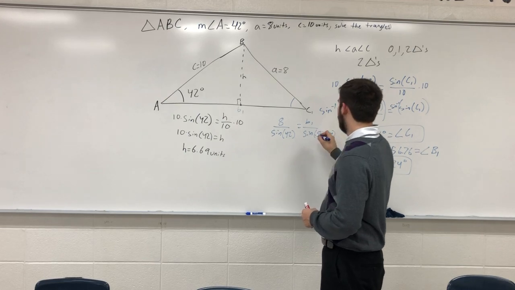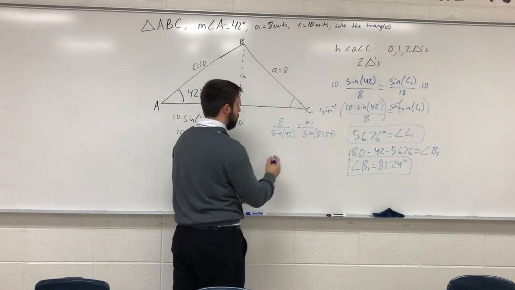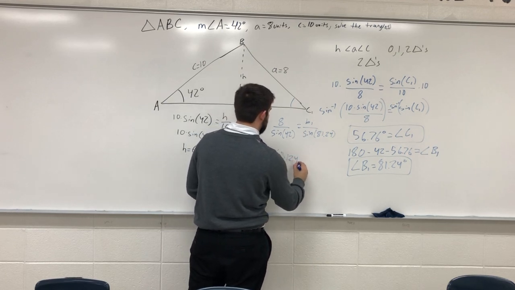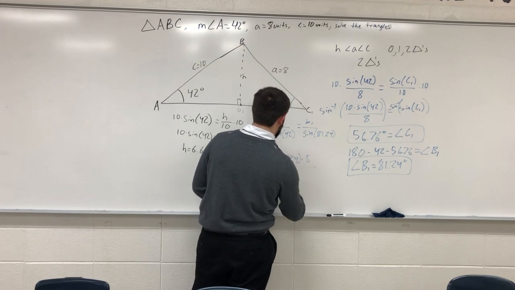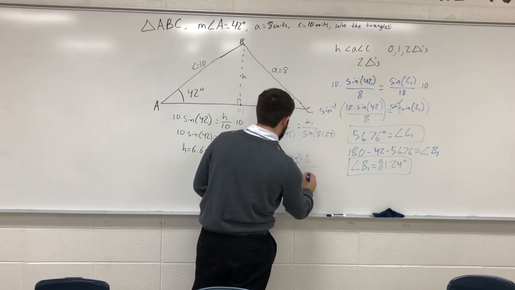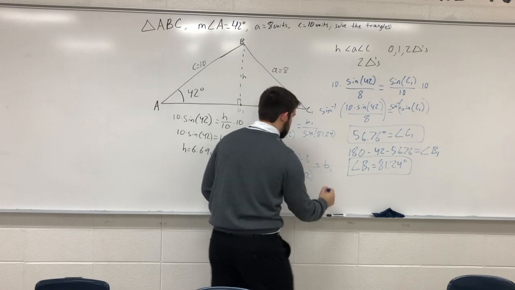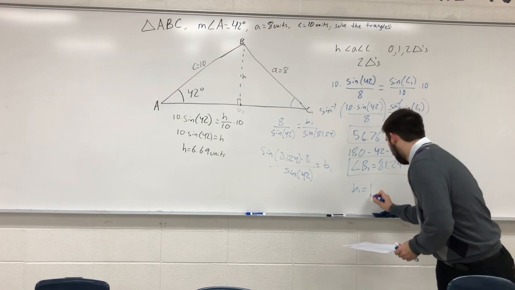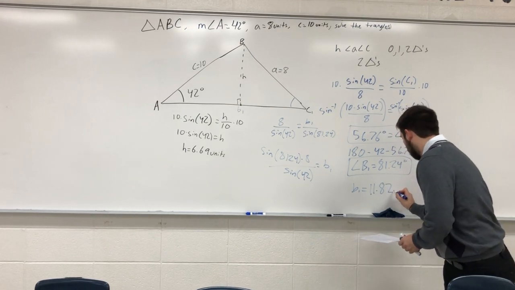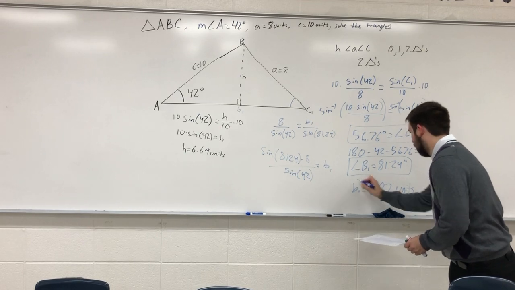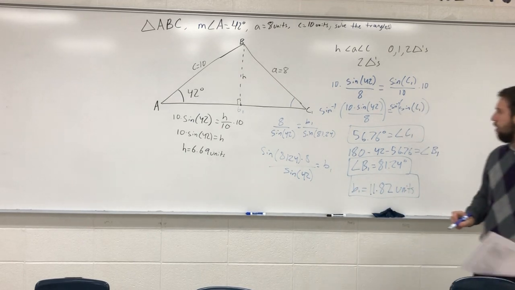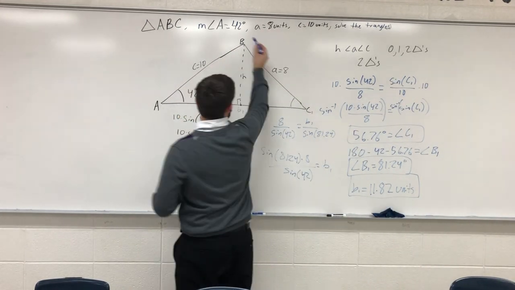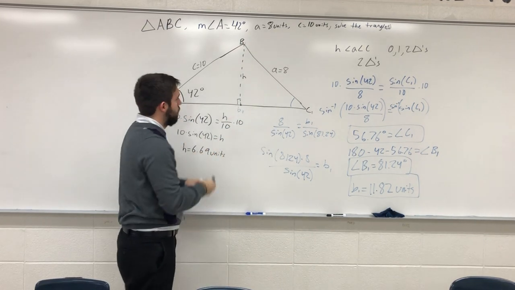81.24. Then I'm going to multiply both sides by sine of 81.24 to get sine of 81.24 times 8, all divided by sine of 42 for B1. And I get that side length B1 equals 11.82 units. So I have just solved this big blue triangle, A, B1, and C.